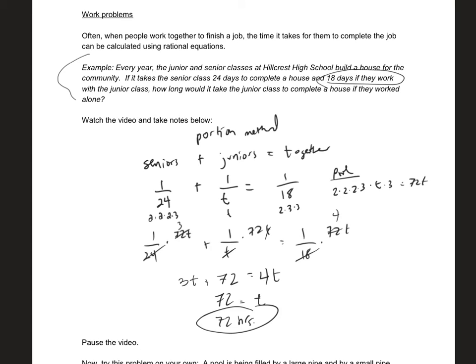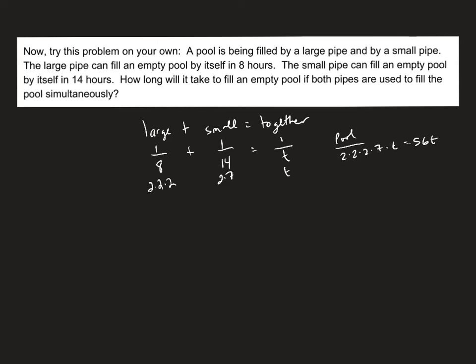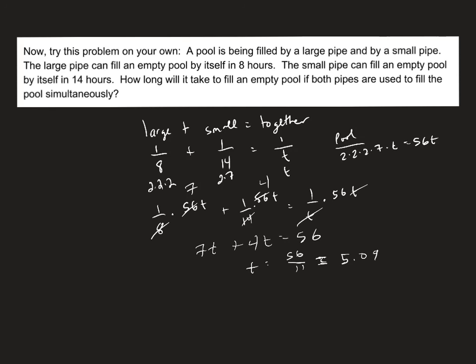All right, so pause the video and try the next problem. Set up your work equation. Identify the portion of the job that each pipe could get done in 1 hour. We don't know how long it'll take to work together, so the bottom of that fraction is going to have to be t. Find the LCD, multiply both sides by the LCD, cancel appropriately, multiply the remaining stuff together, solve for t, and be sure to put units on your answer.